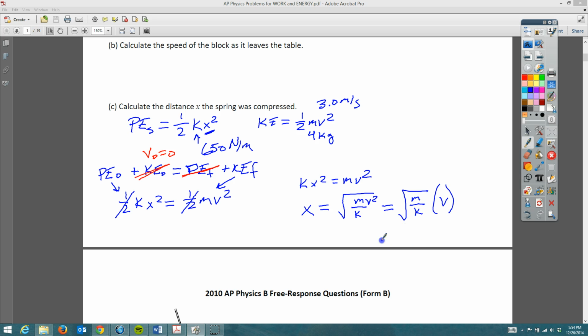Now we can plug everything in, so this is equal to the square root of 4 over 650, because that's our spring constant, and we're going to multiply that times the velocity, which was 3 meters per second. And so your x value here should be 0.24 meters. And that should be the end of this problem.